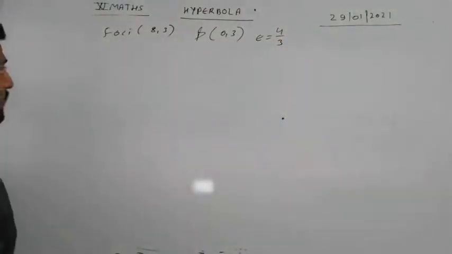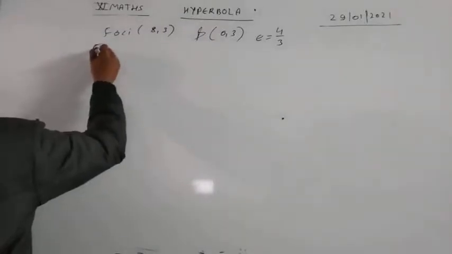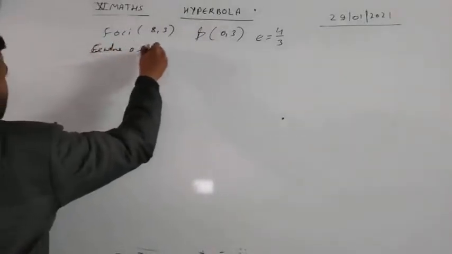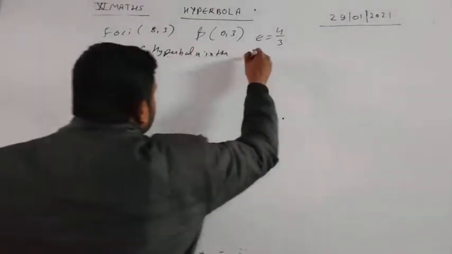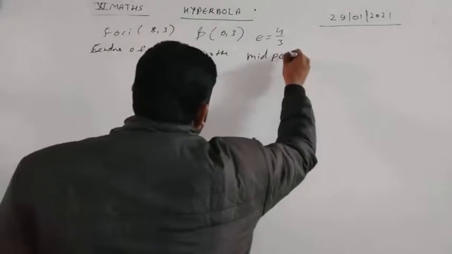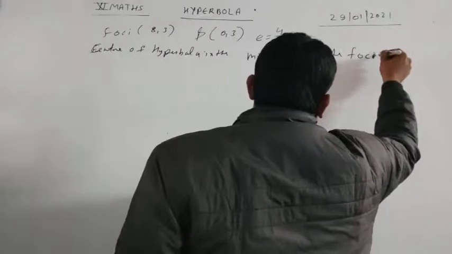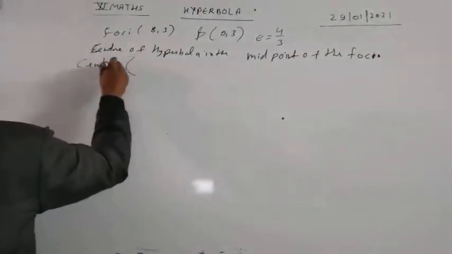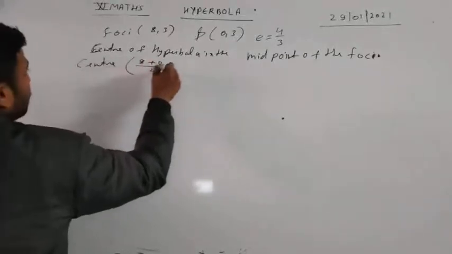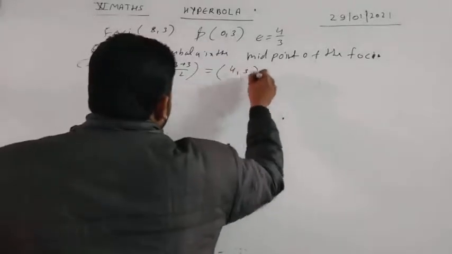So, you know, student, the center is the midpoint of the foci. Okay, so we write the center of the hyperbola is the midpoint of the foci, that is, the coordinate of center is 8 plus 0 by 2, 3 plus 3 by 2, that is 4, 3.